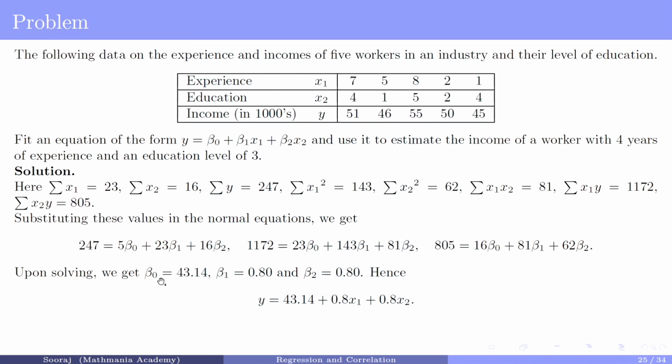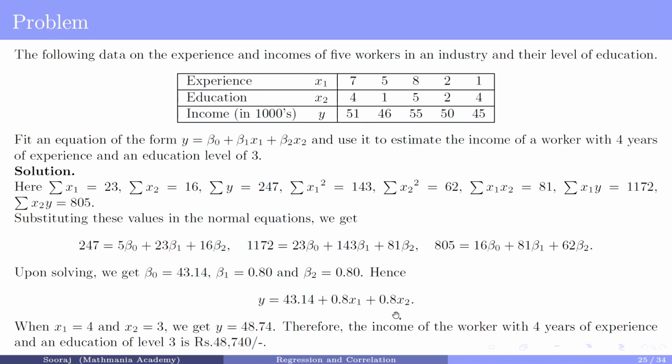Once we solve it, we get the values of beta naught, beta 1, and beta 2, and that gives us the expression. We use this expression to estimate the income of a worker with x1 equals 4 and x2 equals 3. Once we substitute, we get rupees 48,740 as the expected income of the worker.